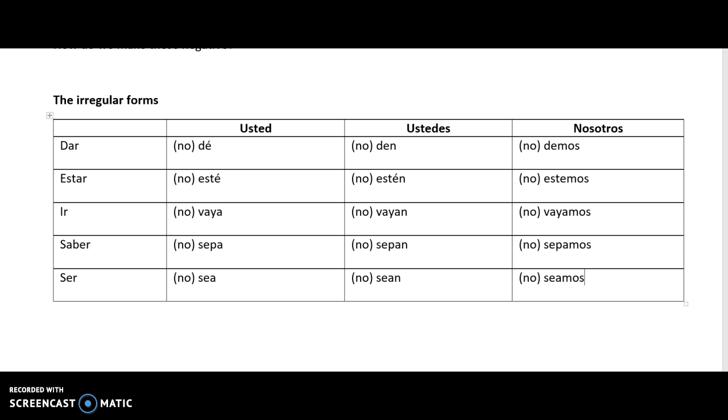Okay, so that is how to form the affirmative and negative commands in usted, ustedes, and nosotros. Be sure to come tomorrow with any questions you might have about forming these commands.